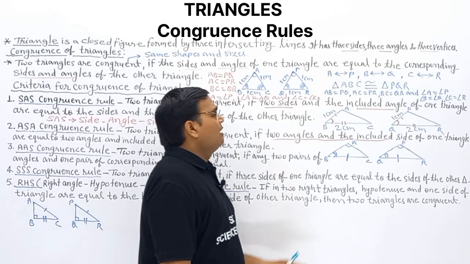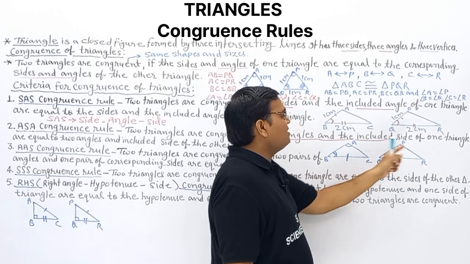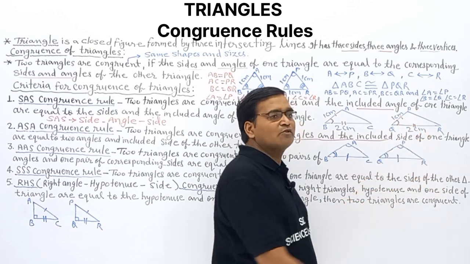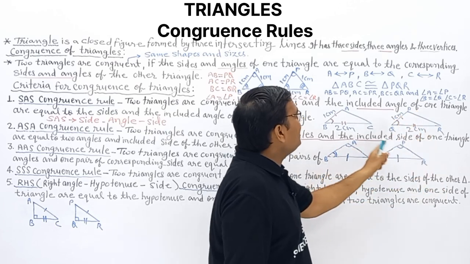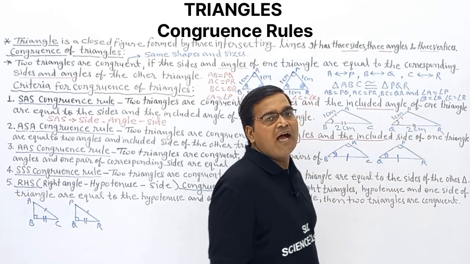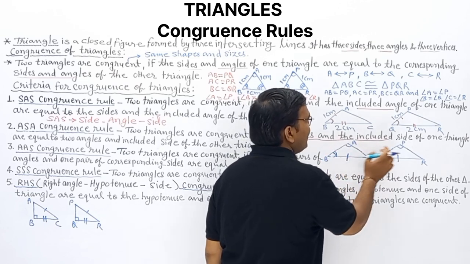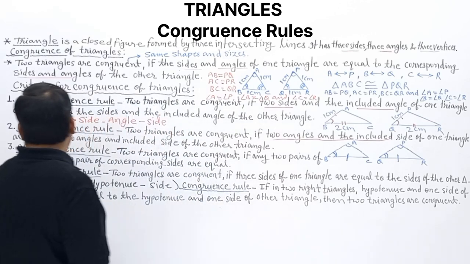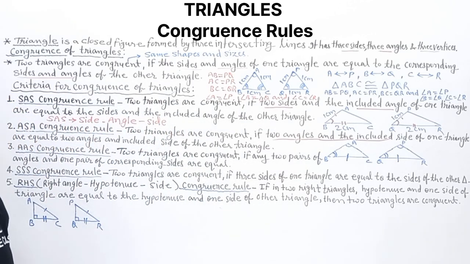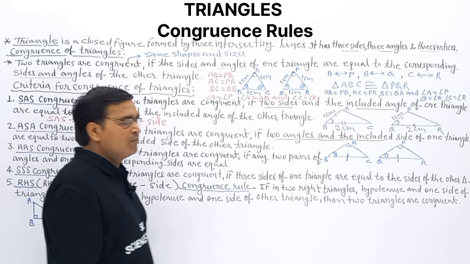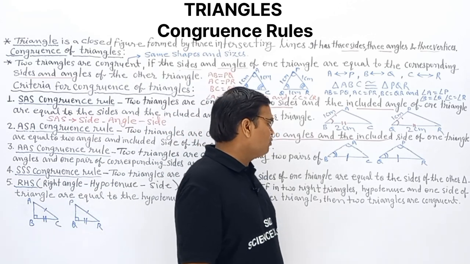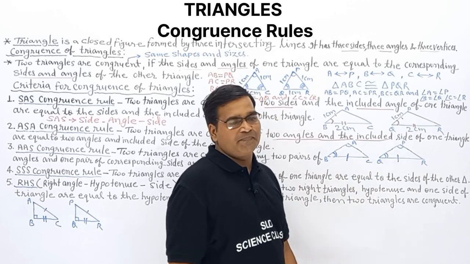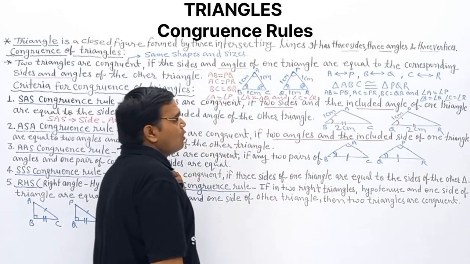Clear? Now we have one triangle ABC and the other one is PQR, and each has three sides. Now the corresponding sides of the triangles are equal. This side equals this one, this side equals this one, this side equals this one. Then we can say SSS congruence rule. So two triangles are congruent by the SSS congruence rule when the corresponding sides are equal. Clear? Then we will apply this congruence rule.